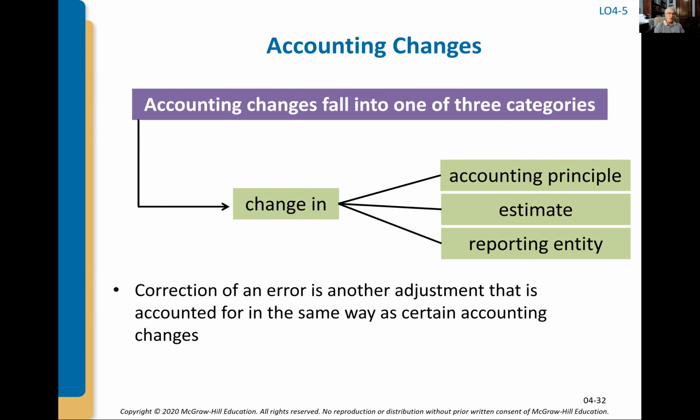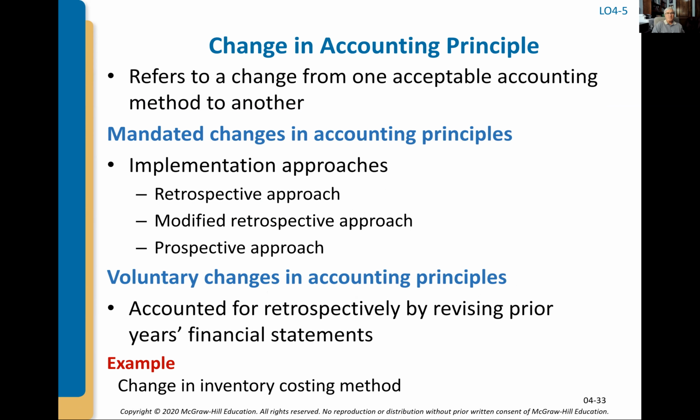We're going to talk about accounting changes. We could have a change in accounting principle, a change in an estimate or reporting entity, or we might have to correct an error. Maybe there was an error in last year's financial statements. We have to understand how we account for these accounting changes in a way that is useful for investors. And I'm going to come right back down to these three.